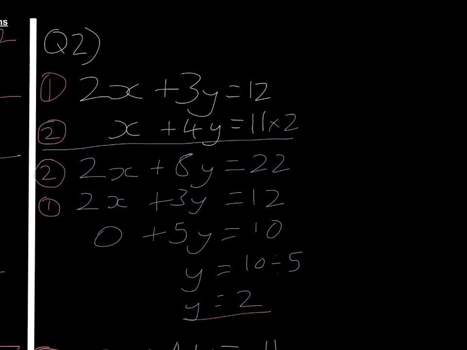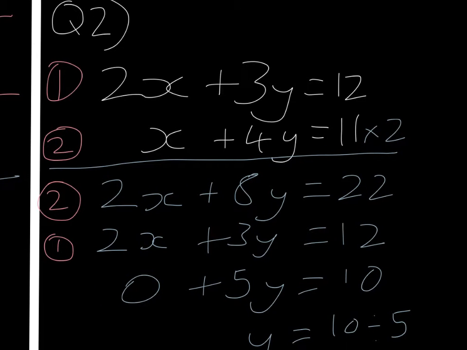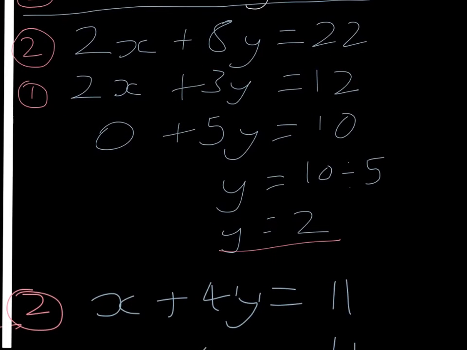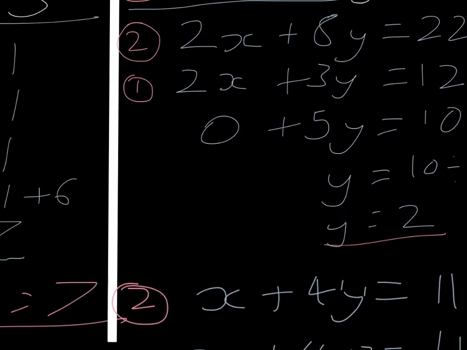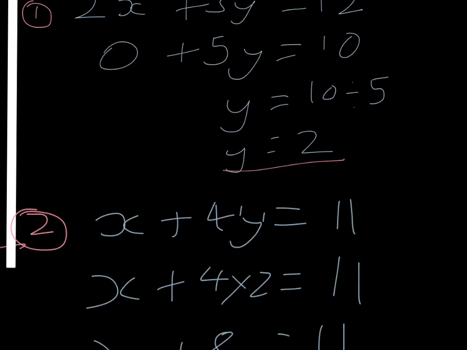Well done if you got that. Quick recap then. I times my equation 2 by 2 so that I'd have 2x and 2x. After that, I did my equation 2 take away my equation 1, because I could see that the numbers were bigger in equation 2 than in equation 1, so that would give me a simpler answer. That gave me a y value of 2.